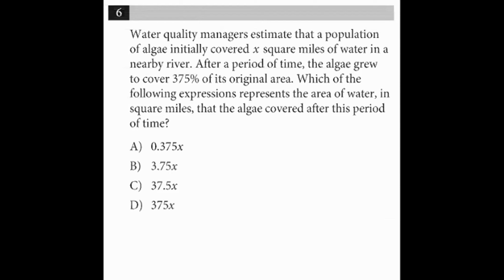Okay, so for question 6, it's about water quality, and then after a period of time, the algae grew to 375% of the original. Which of the following expressions represents 375%? Well, the original is 100%, so 375% is 3.75 times the original value. In this case, the original value is x. So the correct answer is B.